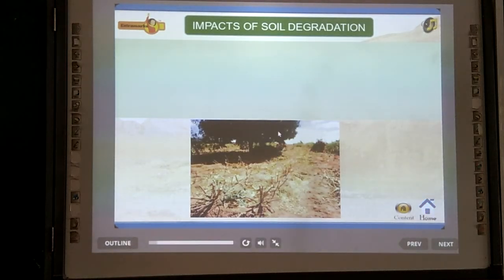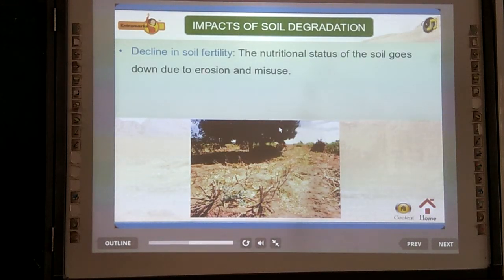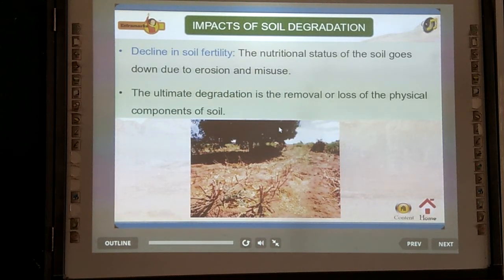Let us also have a look at the impacts of soil degradation. Decline in soil fertility. The nutritional status of the soil goes down due to erosion and misuse. The ultimate degradation is the removal or loss of the physical components of soil.